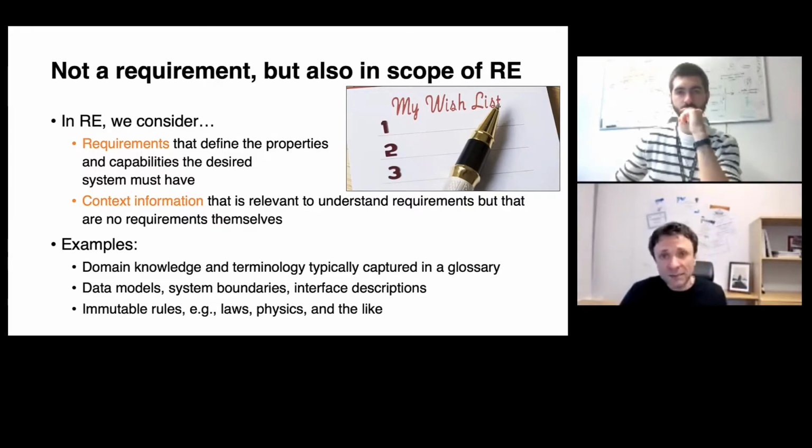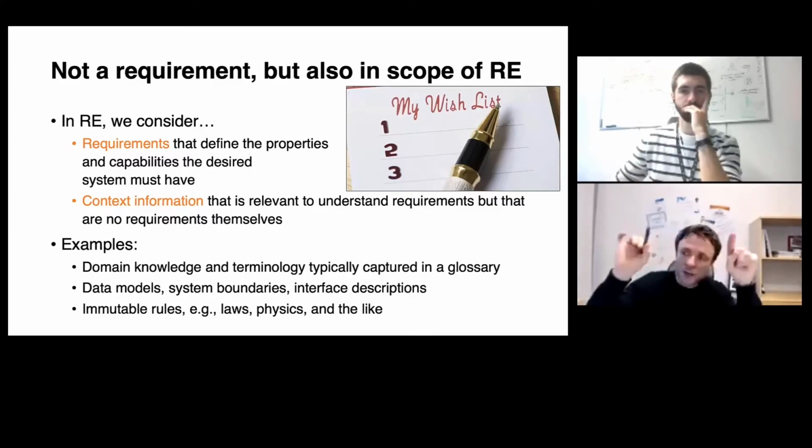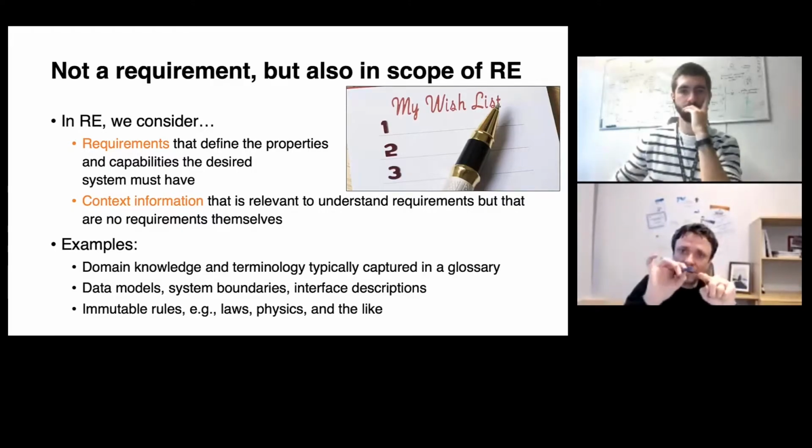So what is part of the context information? It can be anything. It can be domain knowledge. It can be the terminology associated with the domain. For example, think of a healthcare system, like, I don't know, a medical device. Don't assume that developers are very familiar with the domain. So we need very often rich descriptions of very basic terms to this domain. It can be data models, system boundaries, when we draw our context diagram that defines what are the interfaces of a software system, how do we interact with these interfaces, graphical user interfaces, for example.